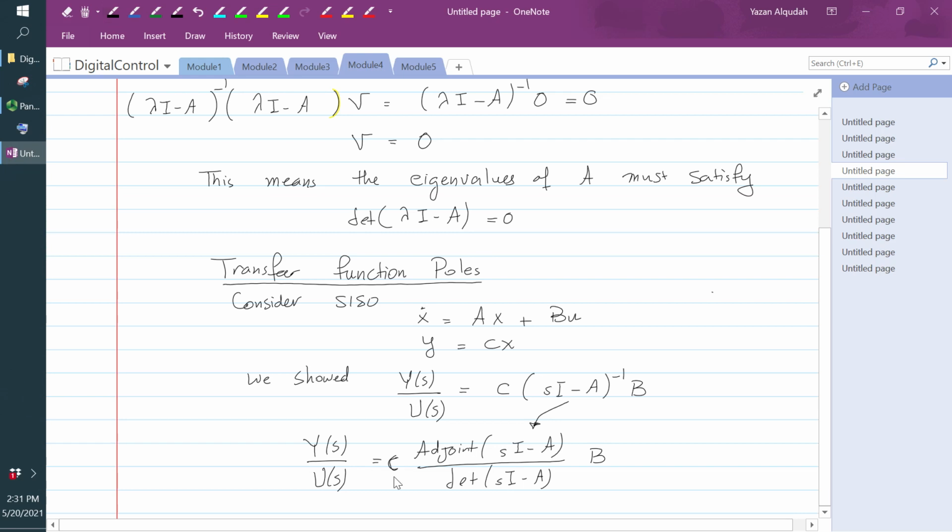Okay, so if I look at this transfer function, what are the poles of this transfer function? The poles of this transfer function are the values of s for which this determinant is equal to 0. So if I take the roots of this determinant, that will give me the poles of the transfer function.